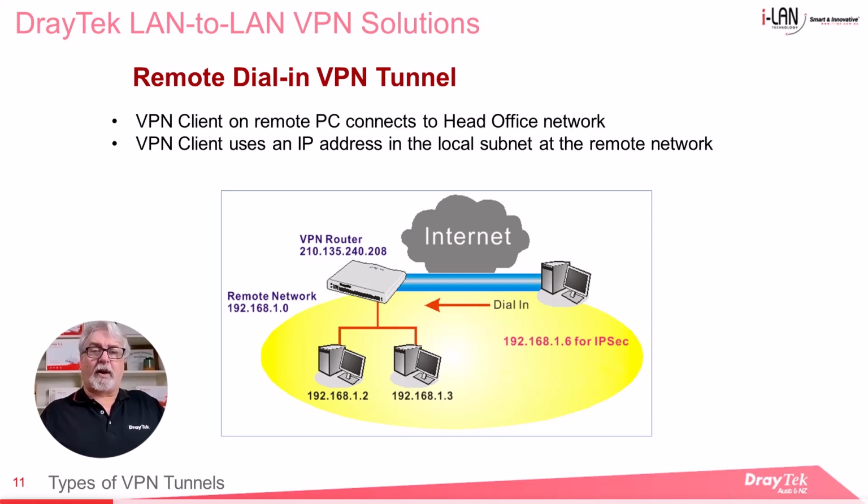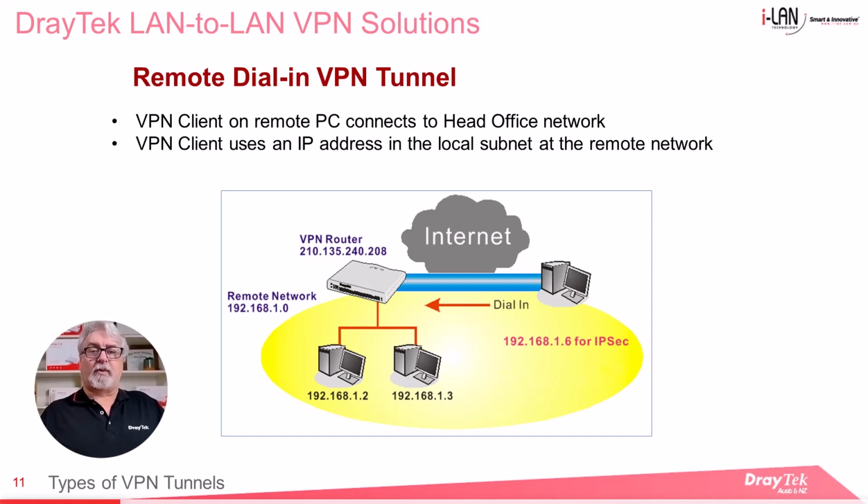Note that each remote dial-in VPN tunnel created counts towards the total number of VPN tunnels supported in the router. For example, the VigorACS series routers support a maximum of 32 VPN tunnels. These can be 32 remote dial-in connections or a combination of dial-in connections and LAN-to-LAN VPN tunnels.